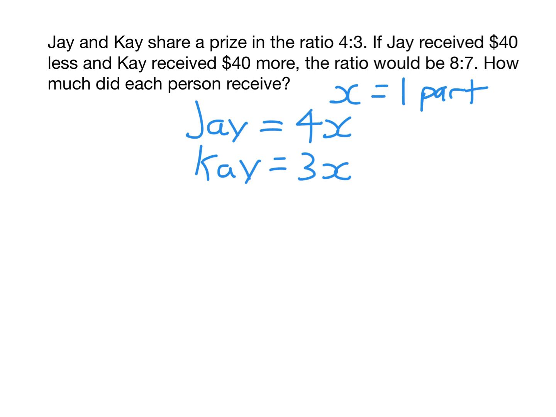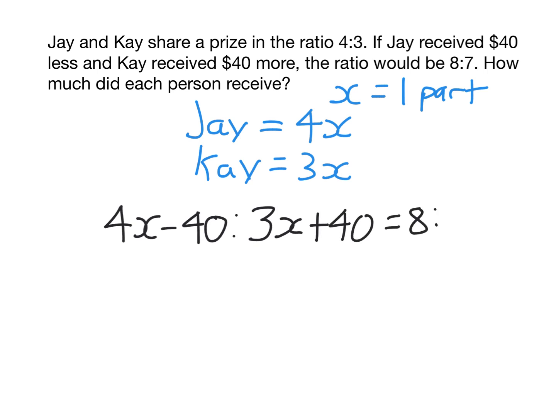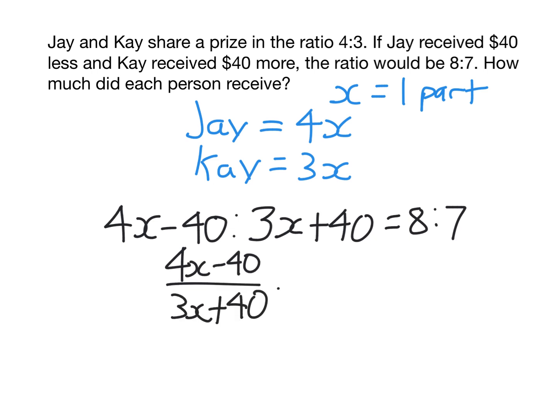Okay, let's form an equation. If J received $40 less, he would have received 4x minus 40. If K received $40 more, she'd receive what she got plus 40. So we're told that that is the ratio 8:7. We know that ratios are just like fractions. So if we write this as a fraction, it will equal that as a fraction. So we have (4x minus 40) over (3x plus 40). So the first ratio written as a fraction equals the second ratio written as a fraction.